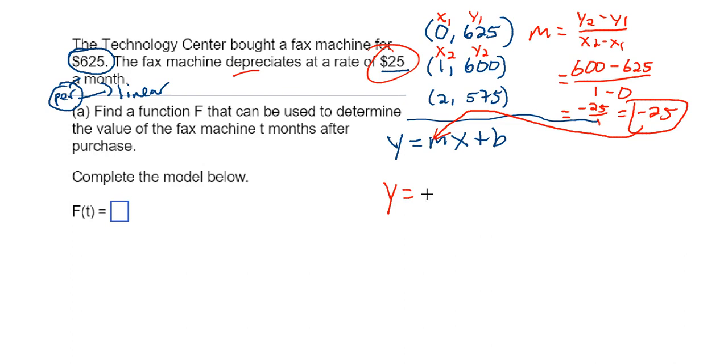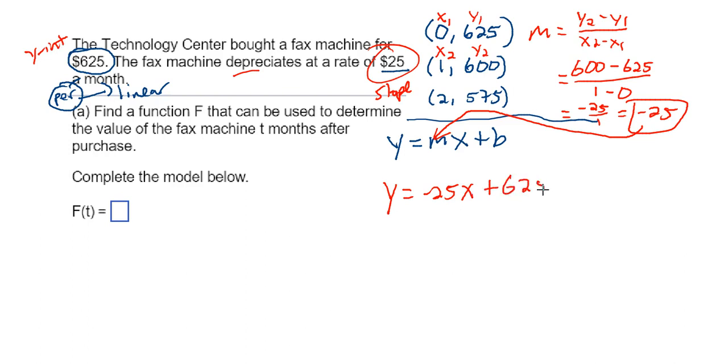So I'll have y equals negative 25x plus b, which again we are given. It's the initial value of the machine. So this problem actually tells you everything you need to put your linear equation together without having to do any computations. They tell you the slope, right? This ends up being the slope right here. And they tell you the y-intercept because the initial value will be the y-intercept.